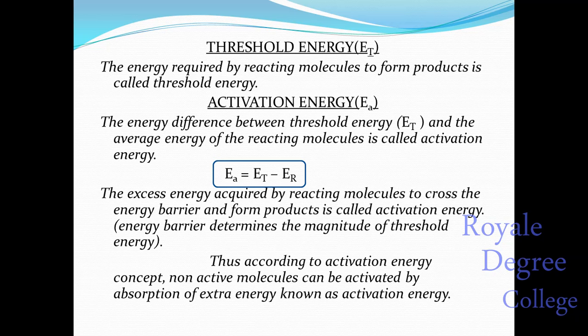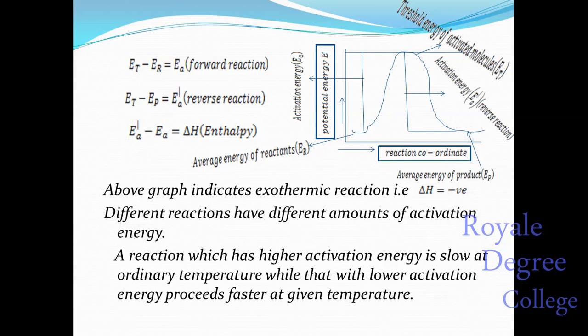So the energy barrier determines the magnitude of threshold energy. According to the activation energy concept, non-active molecules can be activated by absorption of extra energy. That extra energy is called activation energy. Now you can see here ET minus ER equals Ea, that is for the forward reaction. ET minus EP equals E'a, that is the reverse reaction. So E'a, the reverse reaction, minus Ea, the forward reaction, equals delta H, which is nothing but enthalpy.